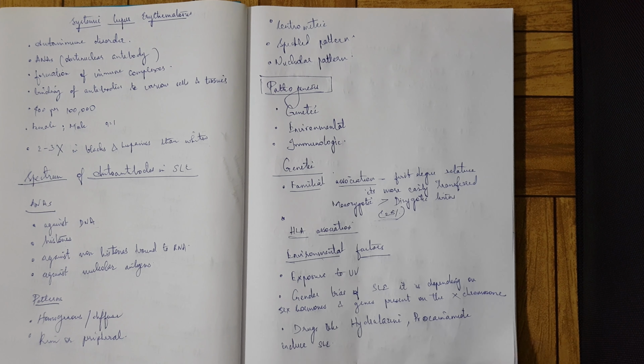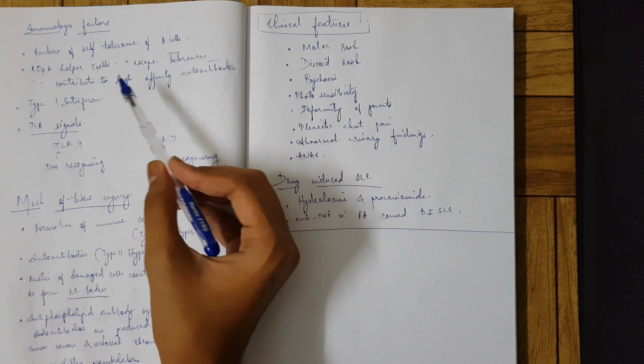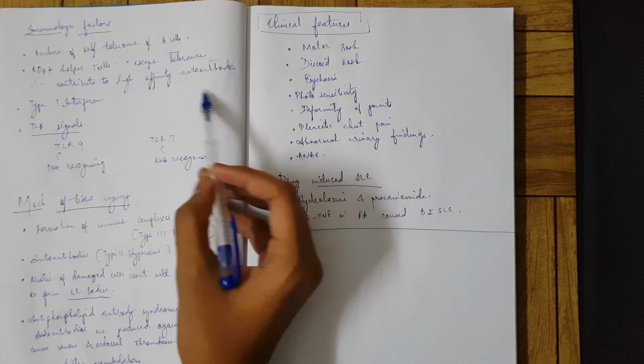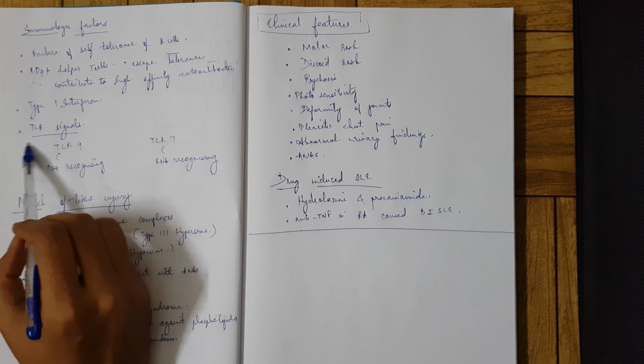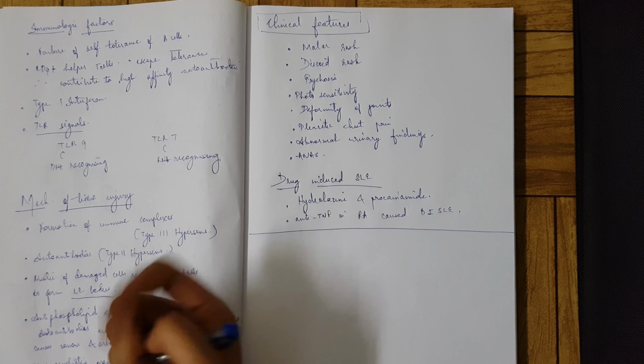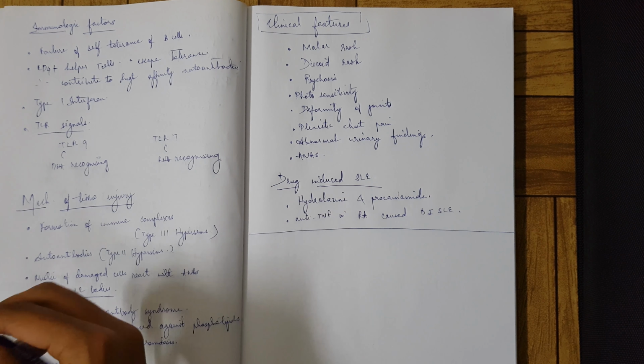Next are immunologic factors. First is failure of self-tolerance of B cells, which causes failure to eliminate the self-reactive B cells. CD4 helper T cells escape the tolerance and contribute to high affinity autoantibodies. Then type 1 interferon and TLR signals. There are two types of TLR signals that recognize DNA and RNA: TLR9 signals DNA and TLR7 signals RNA.